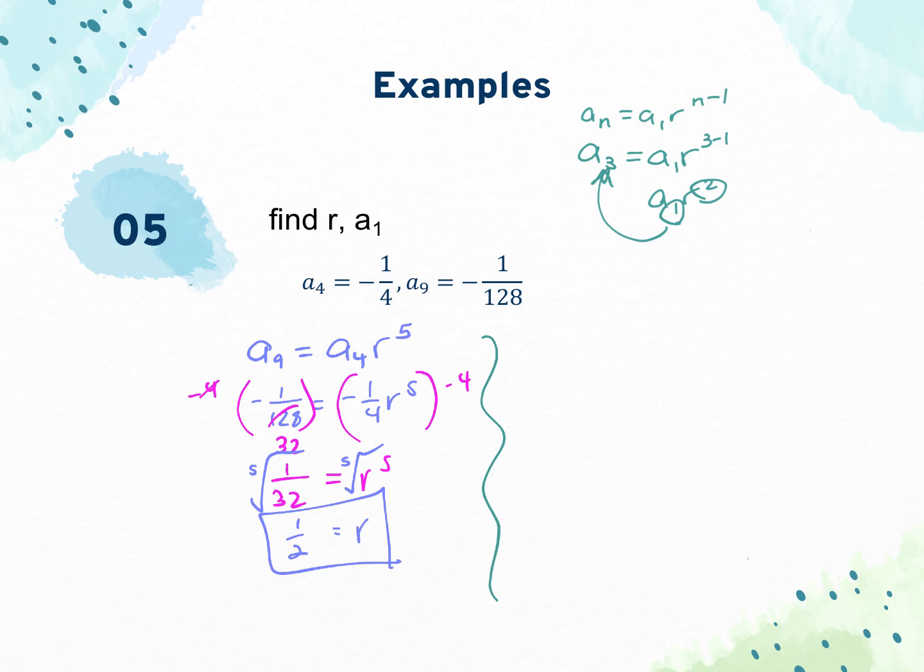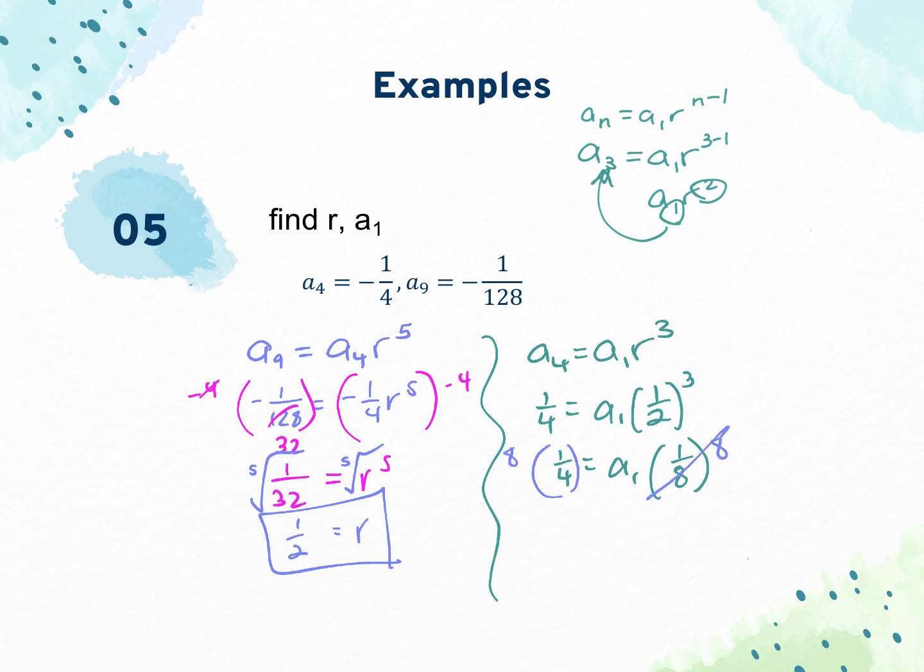All right, so now I want to find a1. I can use a9 or I could use a4. If I use a9, then my r has to be raised to the 8th. If I use a4, then my r only has to be raised to the 3rd. Again, you could use either one, but obviously the closer to a1, the better, because the smaller your exponent ends up having to be. So a4 is -1/4, a1 is what I don't know, r is 1/2 raised to the 3rd power. 1/4 equals a1 times 1/2 raised to the 3rd power, which is 1/8. Multiply both sides by 8, and a1 equals 4, goes into 8 twice.